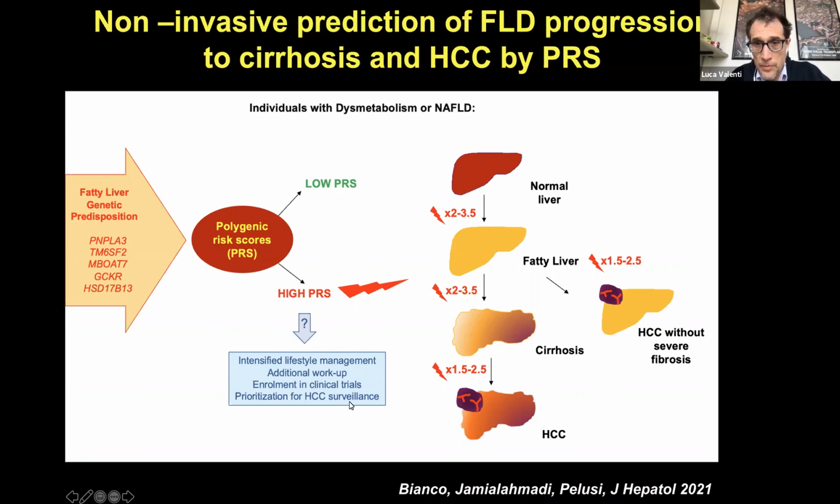So we submit that the use of these polygenic risk scores may be useful in the future to identify those individuals with this metabolism for whom intensified lifestyle management, additional workup, and enrollment in clinical trials can be cost effective, and who probably should be prioritized in a resource-limited setting for HCC surveillance.